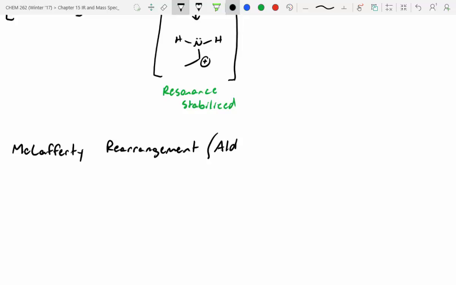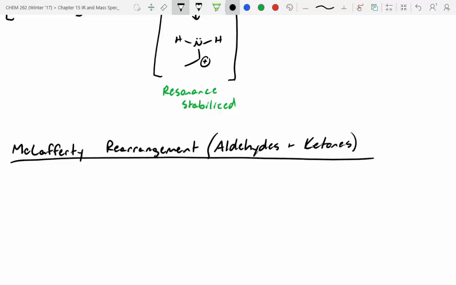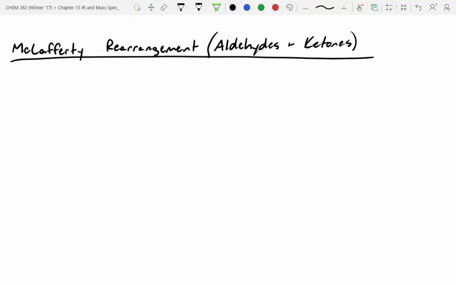And again, this is for aldehydes and ketones. Okay, so let's just take a generic ketone here, and I'm just going to draw an R group coming off one end. Just like before, I like to identify my alpha, beta, and gamma positions. So we've got alpha, beta. Oops, sorry, alpha is actually one away. So we've got our alpha, beta, and gamma carbons coming off that ketone.